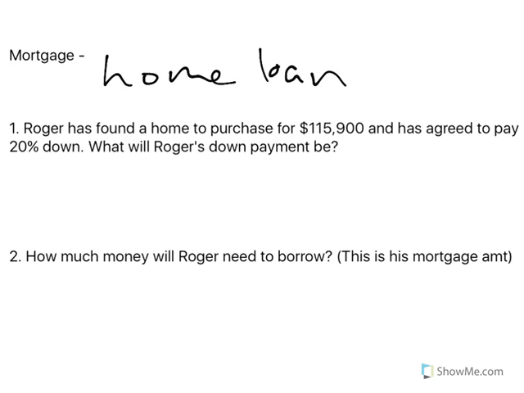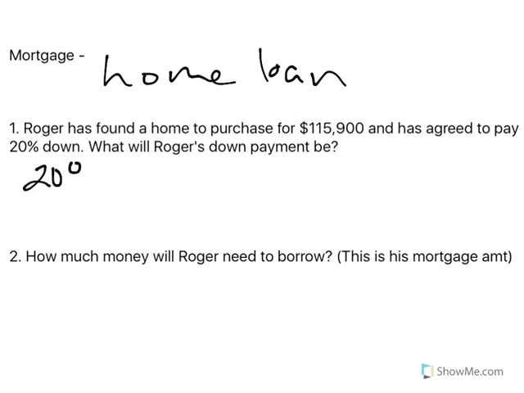Roger has found a home to purchase for $150,900. He's agreed to pay 20% down. Now, the down payment reduces the cost of the mortgage, so ultimately it will save you money overall because you're going to pay less interest. So let's figure out Roger's down payment.